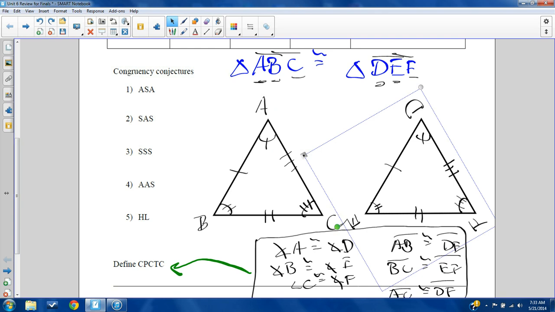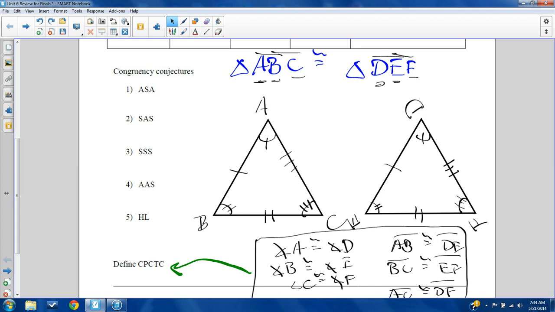If the triangles are congruent, if all you have is the statement and you're not told these other things, but you know the triangles are congruent, then that means that those matching parts are also congruent. D and A must be congruent because triangle ABC is congruent to triangle DEF. Segment BC must be congruent to segment EF for the same reason.